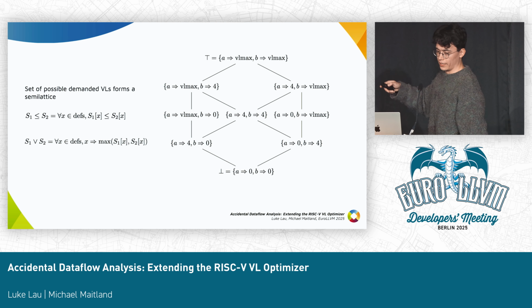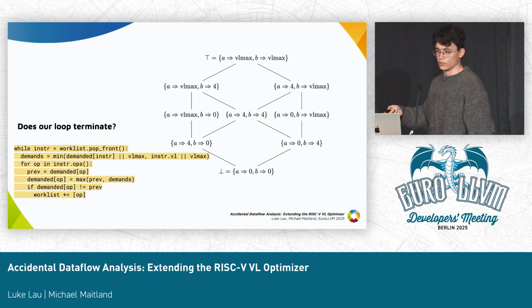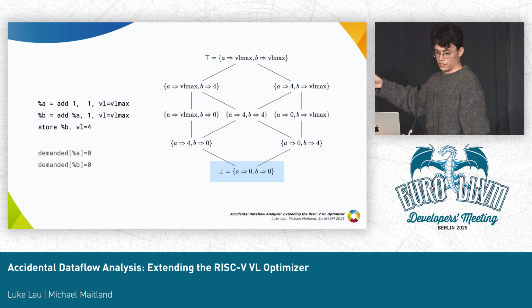But with all this theory, we can use it to actually answer some pretty useful questions. Okay, we have this work list and we're popping off it and we're appending things back onto it. Do we know if it's ever going to terminate? That's a very useful property to know. And we can use the semi-lattice that we've defined to actually prove this. The way I view it, we start off at the bottom every time with nothing demanded.